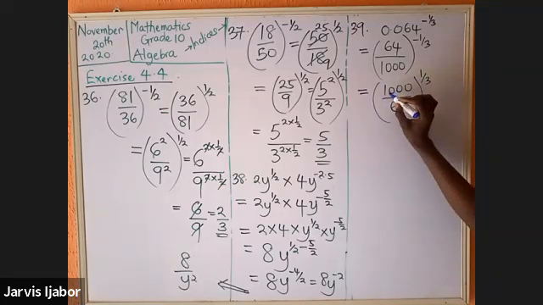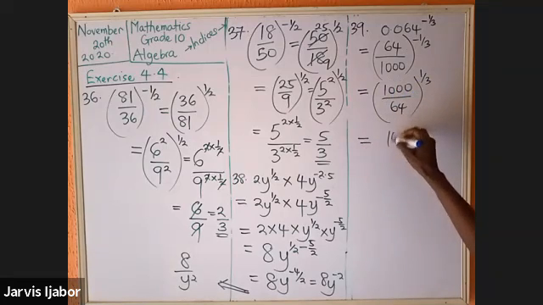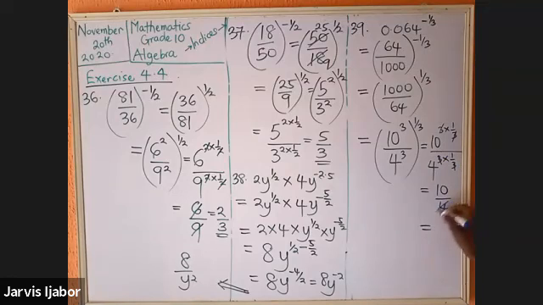Next thing, think of a number you multiply 3 times to get 1000. Think of a number you multiply 3 times to get 64. And that will simply be 10 raised to the power of 3 over 4 raised to the power of 3, everything raised to the power of 1 over 3. And that will give you 10 raised to the power of 3 times 1 over 3, divided by 4 raised to the power of 3 times 1 over 3. You can cancel out. And your final answer will be 5 over 2. Okay? So that's for question 39.